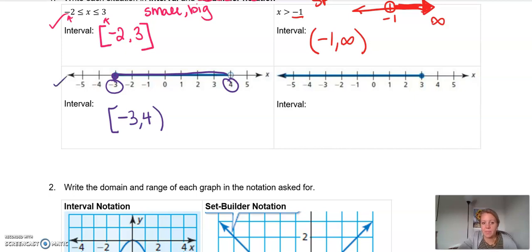Okay, last example. Here, I'm starting way out at -infinity, and I'm going all the way till I get to 3, and then I stop. So my smallest number is -infinity. That's where I'm starting. And I'm going all the way till I get to 3. Closed circle means I use a bracket.